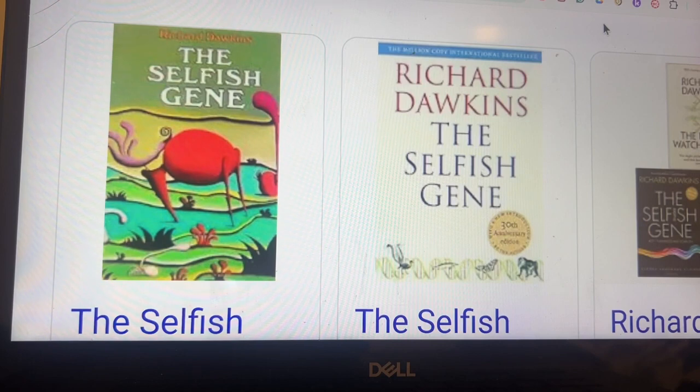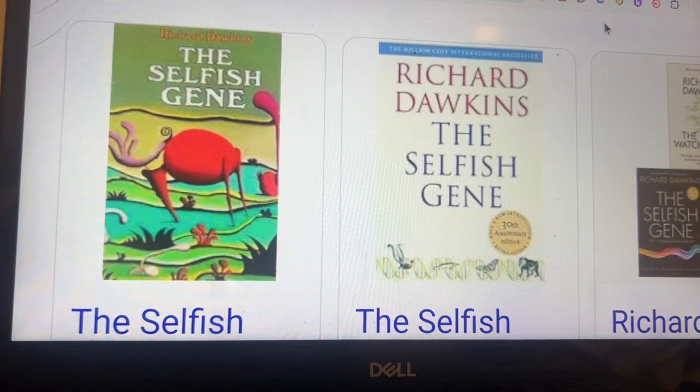Dawkins started this book by revealing his own hubris and comparing himself to Darwin. In Dawkins' opinion, his theory of evolution picks up where Darwin's left off. Dawkins admires Darwin's theory but believes it can be pushed further to explain more than it has.